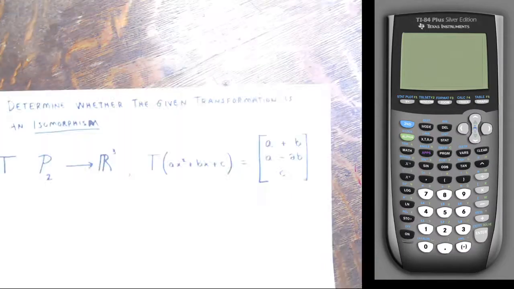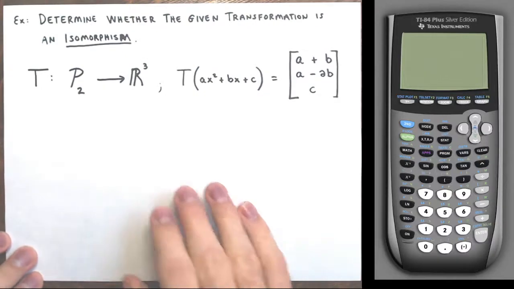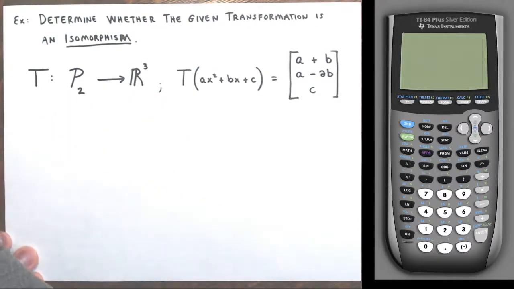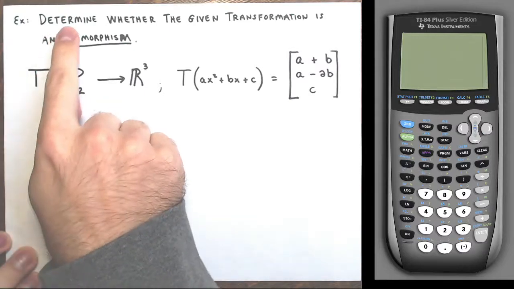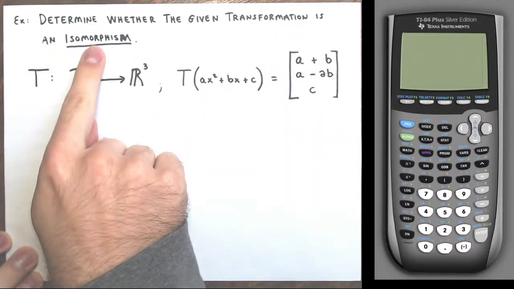So now for the next several examples, I have just the same instructions for each one of them. I'm given a transformation between two vector spaces that you're hopefully familiar with by now, and I'm asked to determine whether the given transformation is an isomorphism. All right.